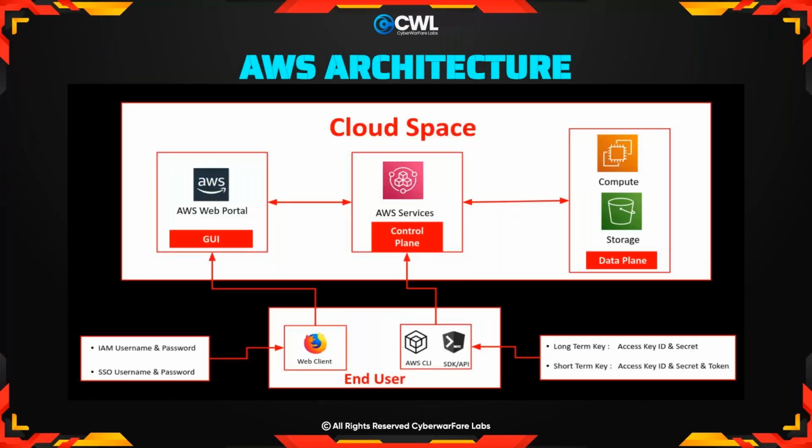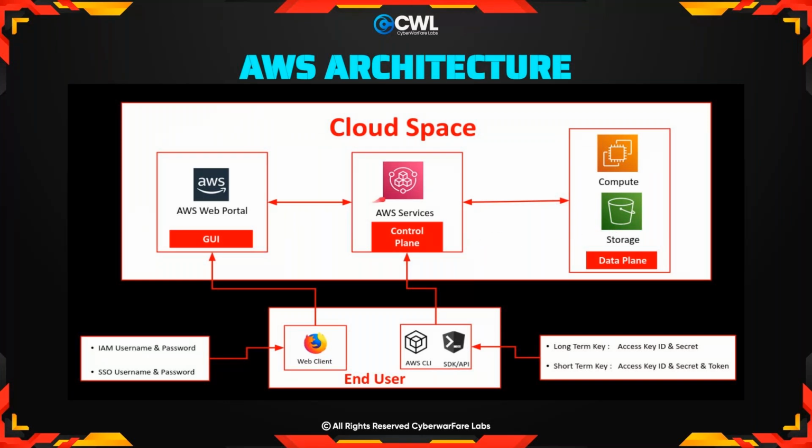Now, let's look into the architecture of AWS. In AWS, we have two different spaces. The first is the cloud space, which is the service being offered by AWS. Inside this cloud space, we have different components. First is the web portal GUI through which we access. Then there are the AWS services, which are in the control plane. The resources we provision are provisioned inside these services. And inside these services we have the data plane, which is the actual resources we provision. These resources can be compute, storage, database, serverless, and so on.